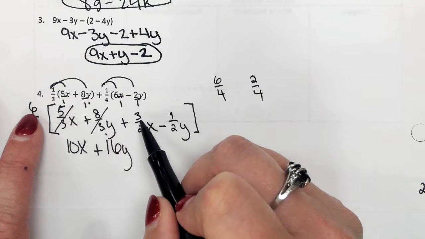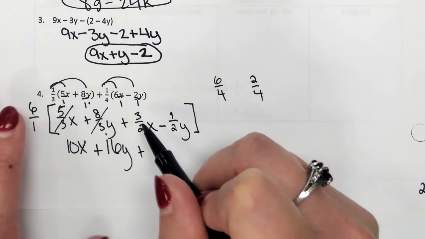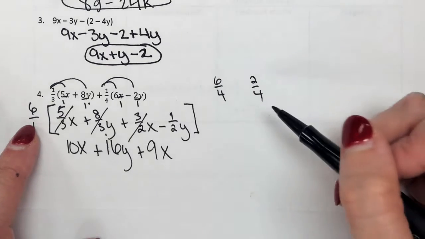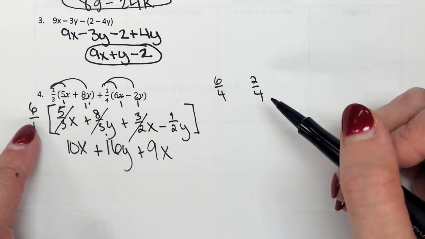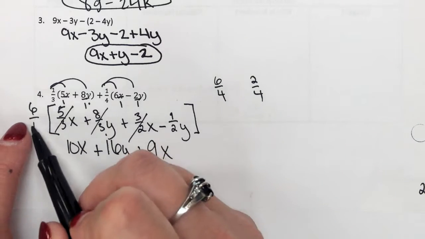All right, here we go. What's 3 times 6? 18. What's 1 times 2? What's 18 over 2? 9x. There you go. Doesn't that make life so much easier? Oh my gosh, this is why I could never teach elementary math, because I'd be wanting to do the shortcuts all the time.